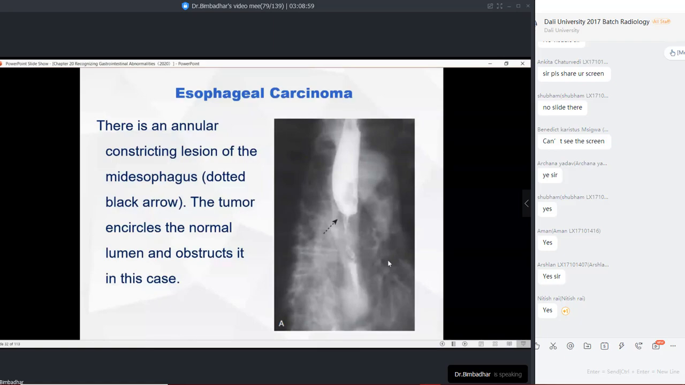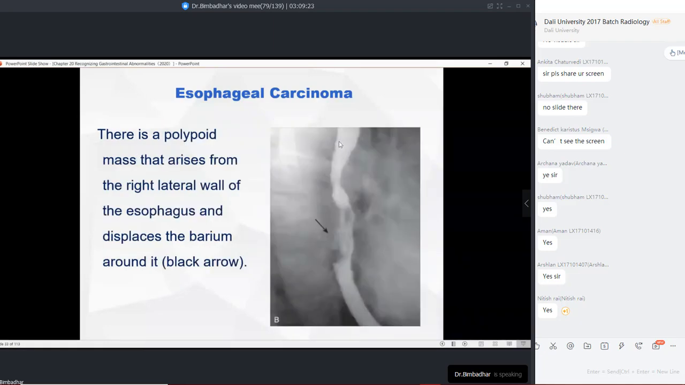You see here, there is a vague filling of the barium flow inside the distal part, which means it is suggesting a partial to complete obstruction. Okay, and you see here there is a filling up of the barium, but there is no increase in the luminal diameter of the esophagus. So this is the characteristic feature of esophageal carcinoma.